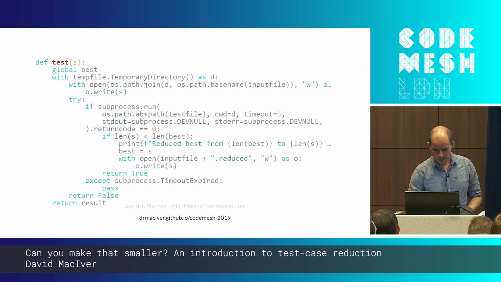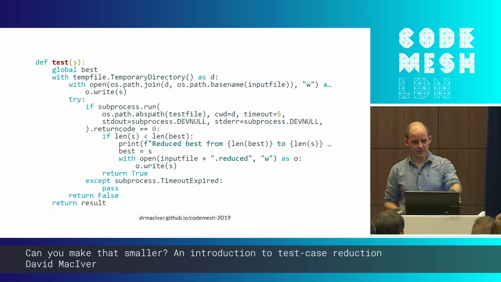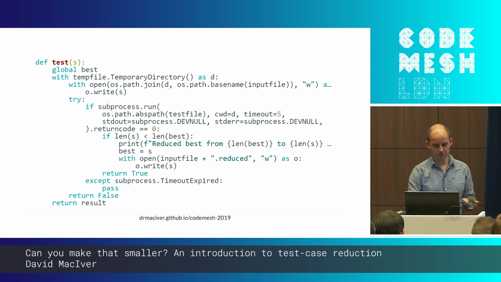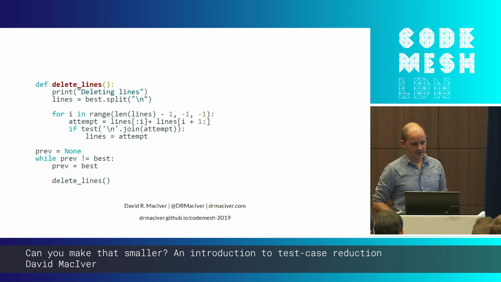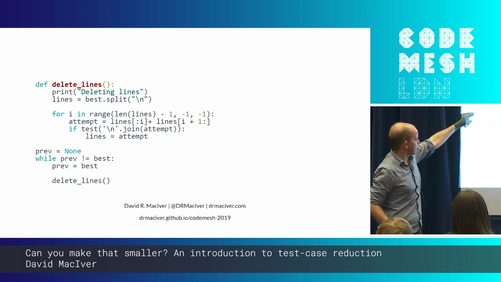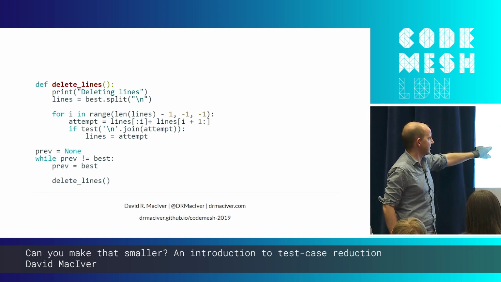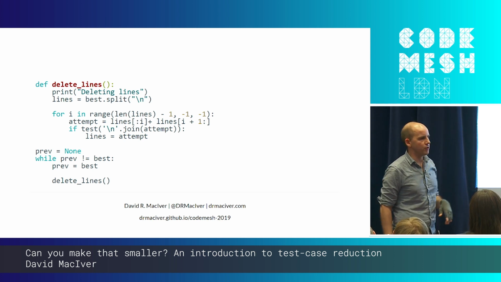And yeah, so now we have our input read as a string, we have our interesting test as a function that takes strings and returns booleans, and it's time to write the actual core of the loop. So this is a very simple line-based test case reducer. The bottom bit is the high-level logic: we are iterating to a fixed point.